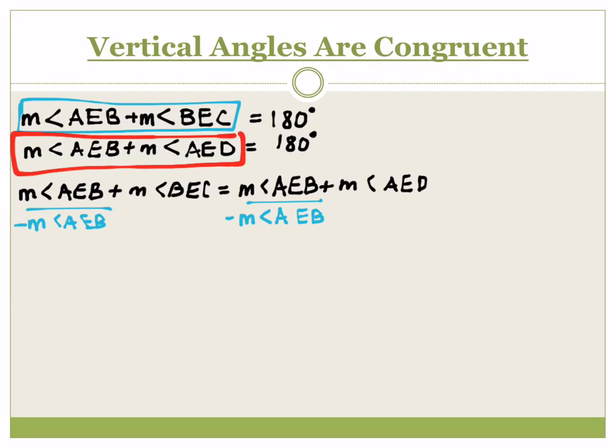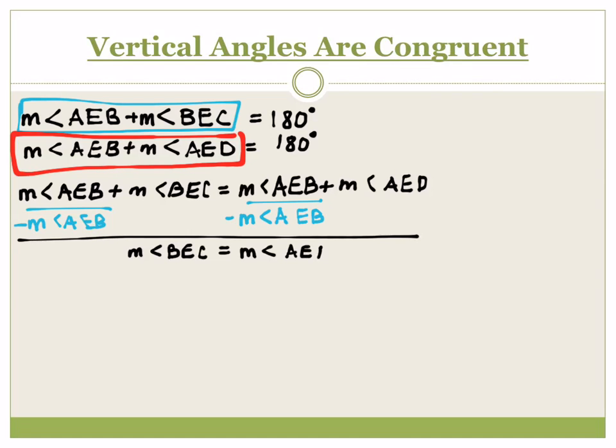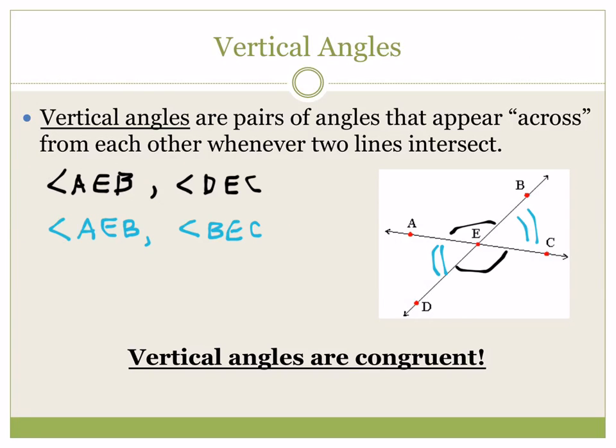And what will I be left with when I do that subtraction? Measure of angle BEC equals measure of angle AED. So if you go back to the picture, BEC and AED were these blue ones that I marked, right? They're congruent. It's a very straightforward argument as to why it works, but it's very, very kind of elegant almost. It works very, very nicely.